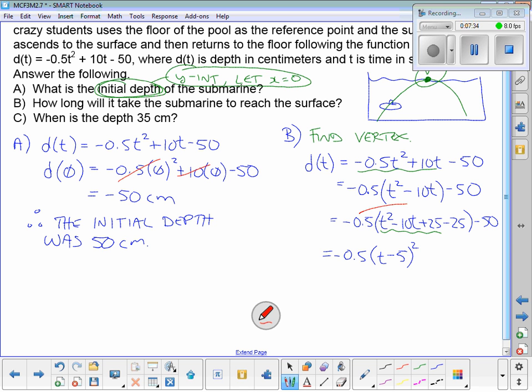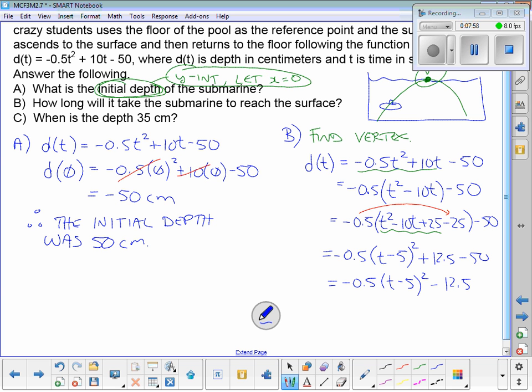That negative 0.5 has to multiply the 25. So that means it's going to be positive 12.5 minus 50. Final answer, negative 0.5 (t minus 5) squared, minus 12.5.